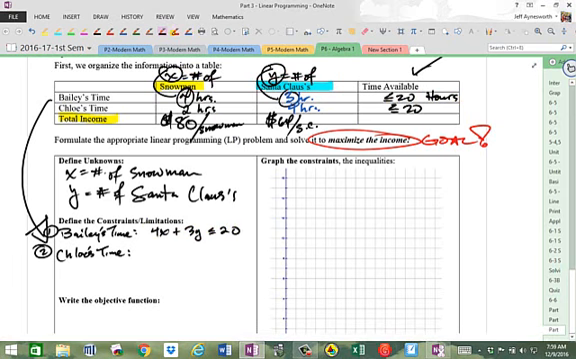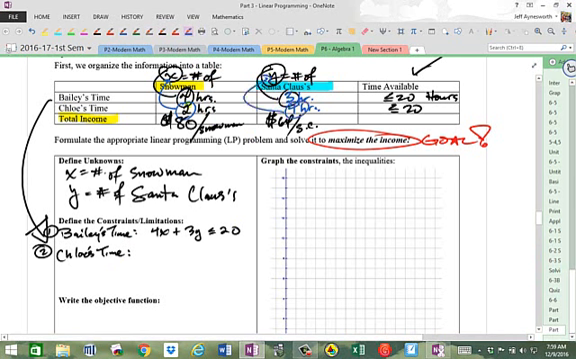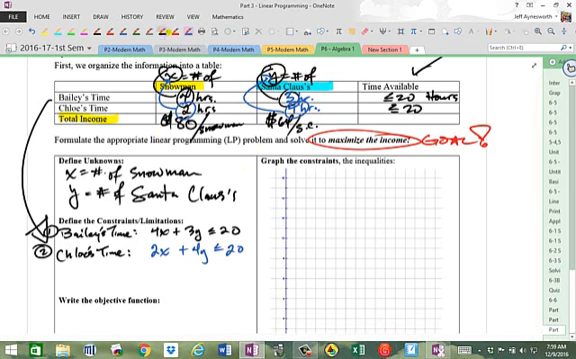Now, Chloe's going to be different. Chloe's going to be 2 hours times the number of snowmen plus 4 hours times the number of Santa Clauses. So 2 times x plus 4 times y has got to be less than or equal to 20. Now, since x and y stand for snowmen and Santa Clauses, they can't be negative.